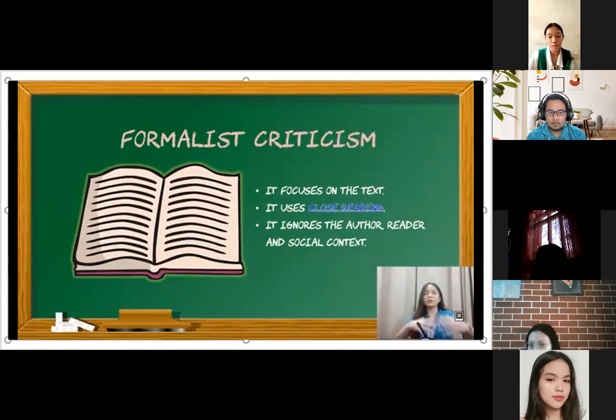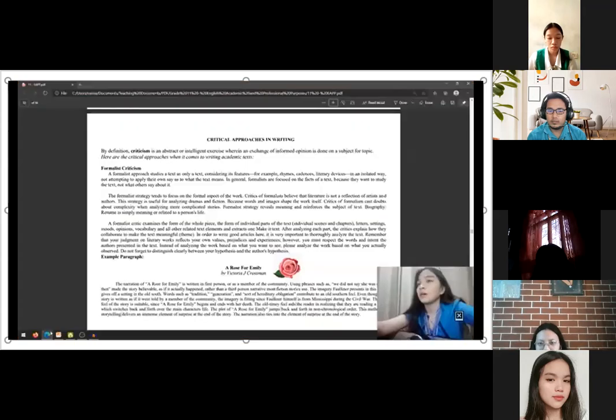So what we are going to be looking at in formalist criticism are the imageries, the figurative languages found in the text, the structure, the physical structure of the text. Okay, so we have here critical approaches in writing. So the very first topic that we've talked about, the criticism that we are talking about, is the formalist criticism.